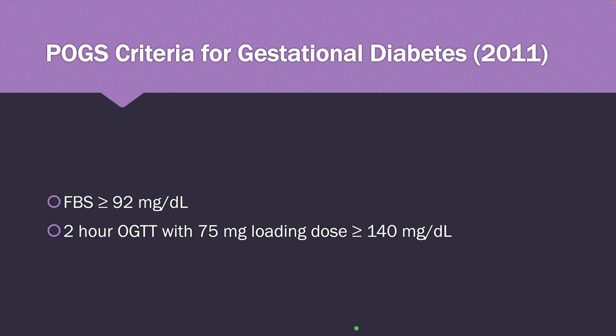Please take note that this is the only acceptable criteria for gestational DM. Because the problem is you're trying to determine if your patient developed diabetes only during pregnancy. So HbA1c doesn't work. We'll discuss HbA1c later.